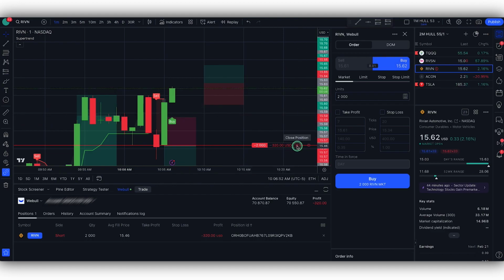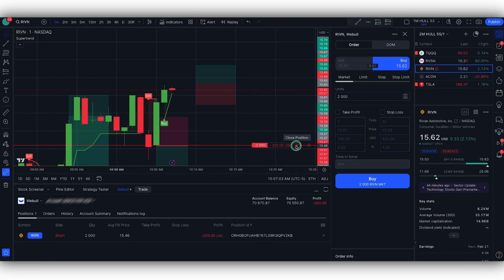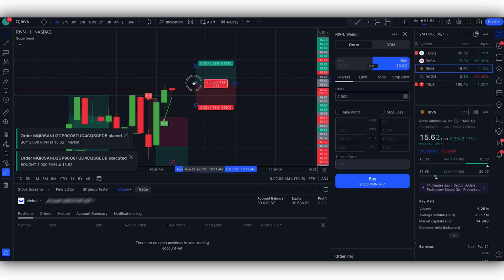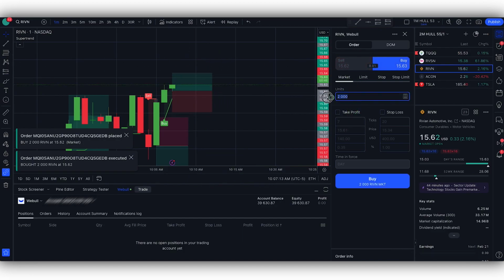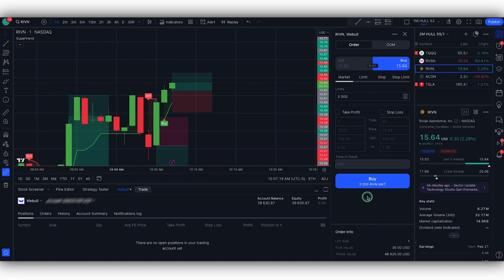Okay, so you can see quite a big loss here on the first example of this new strategy, which is not ideal, but you just got to be able to take the loss. And it looks like it did close right there, so I'm going to take it, and then I'm going to switch sides over here, buying. And because I'm bullish right now on the stock, and this looks pretty good for a breakout, I'm going to increase my position size.